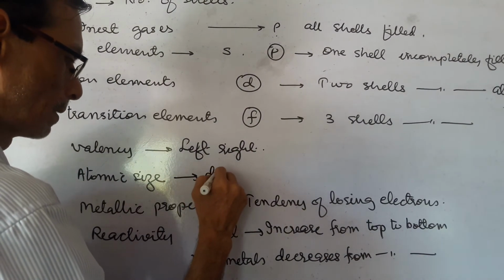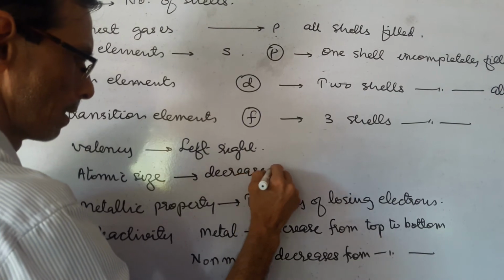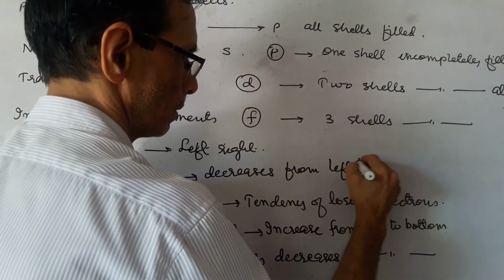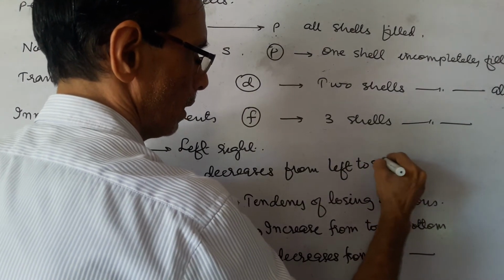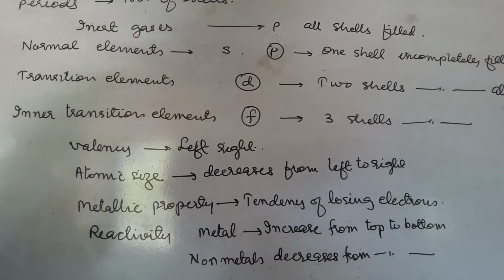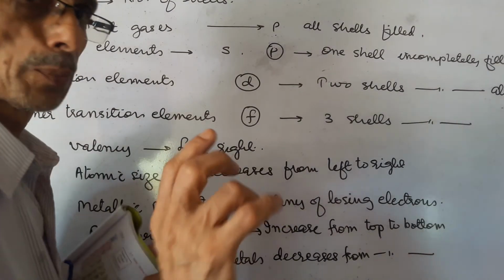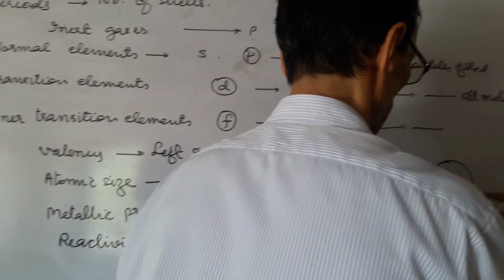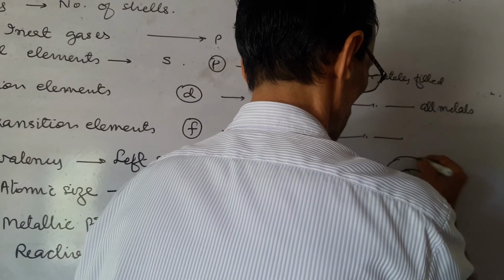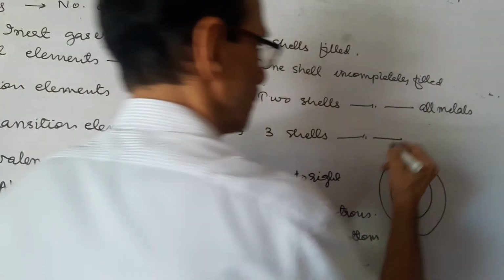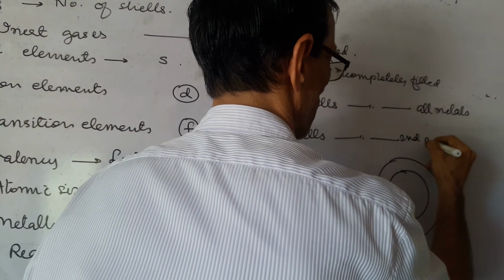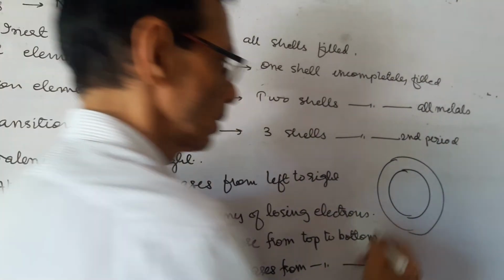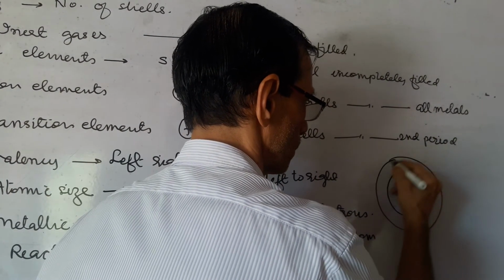Atomic size decreases from left to right. Why does atomic size decrease from left to right? You'll find that if you take a particular period, then in a period the number of shells remains constant. So if you take the second period, we'll find that in the second period all the elements have two shells.